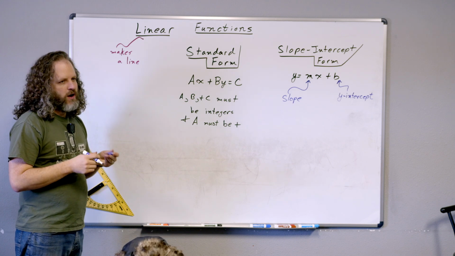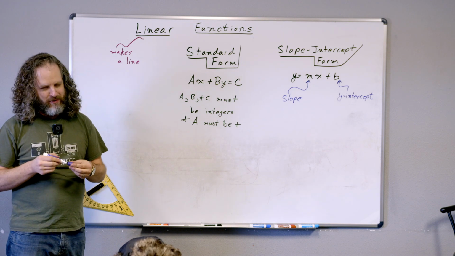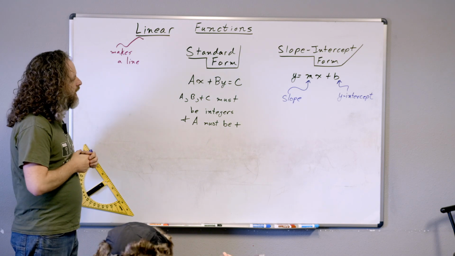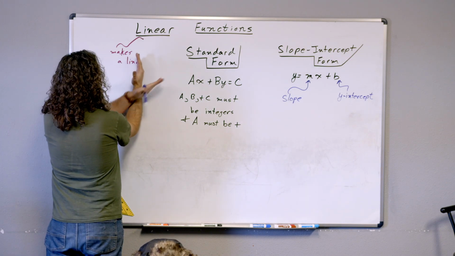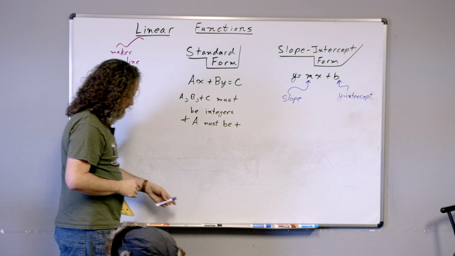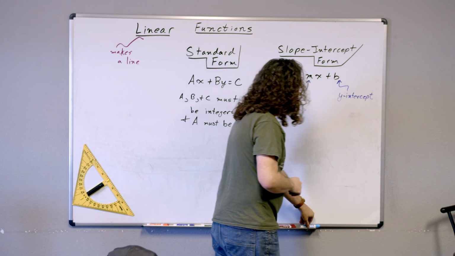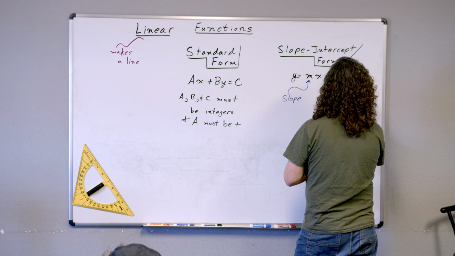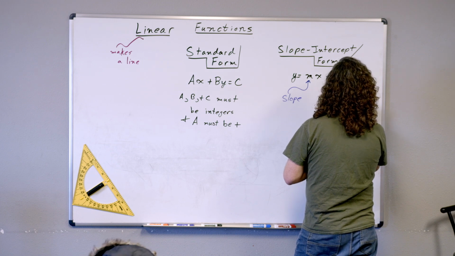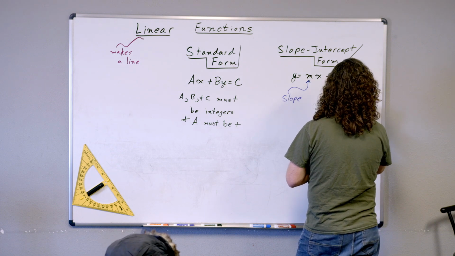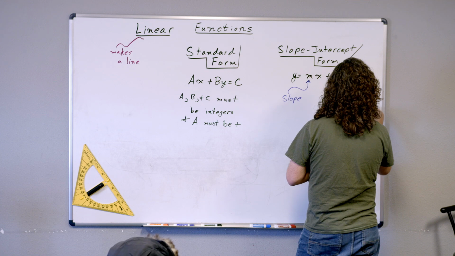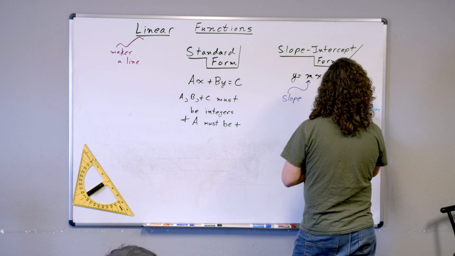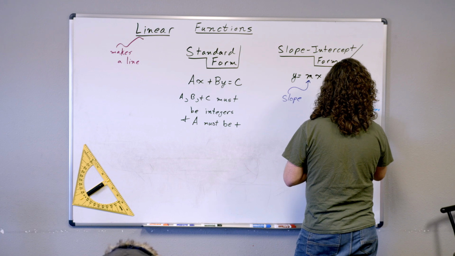Now, what is the y-intercept? We just talked about that. What does that mean? Like the line goes on the y. Yeah, so where the line crosses that y-axis. Okay? So that's what it is. Where it crosses the y-axis.